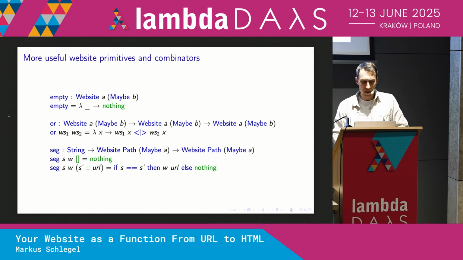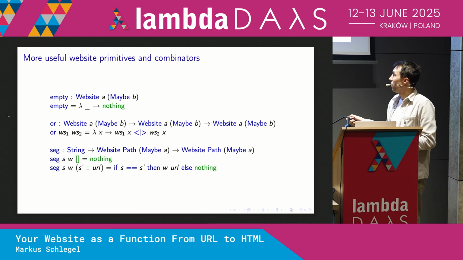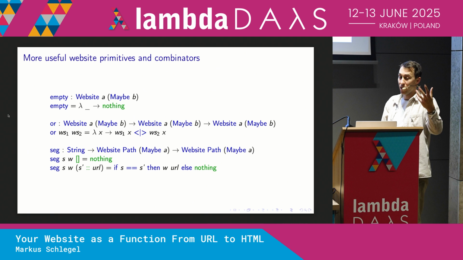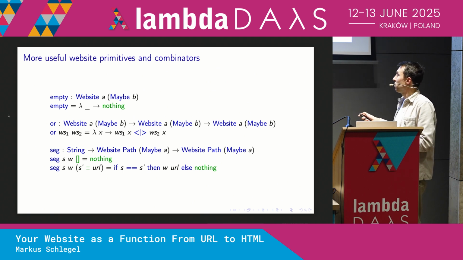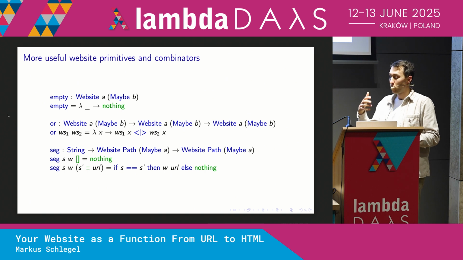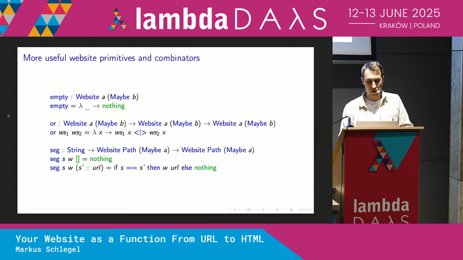And then there's this seg combinator, which takes a string and a website, and then returns a website that, when given an empty path, returns nothing. And if it is given a path with at least one segment, we compare that segment, the first one in the current URL, with the segment that we have given to the combinator. If they're the same, then we continue with a website W that's also inside the combinator with the rest of the URL. Else it's nothing.